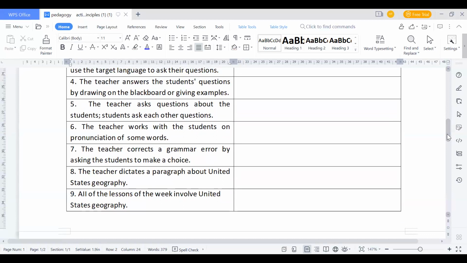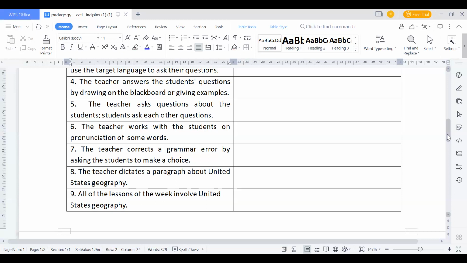The teacher works with the students on the pronunciation of some words. The correct pronunciation is a kind of technique. Very good. Pronunciation was given emphasis and it is focused. Because of that, pronunciation practice is very common in a direct method class. Okay, very good. Number 7.